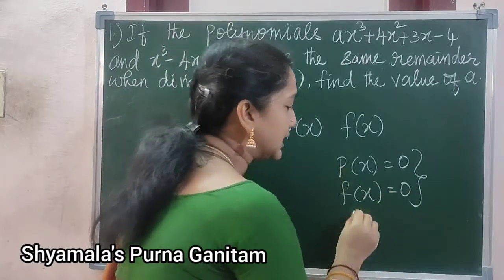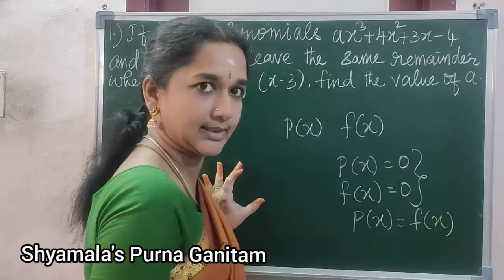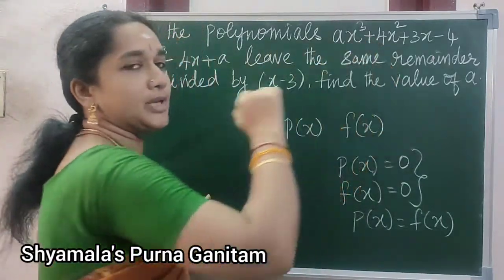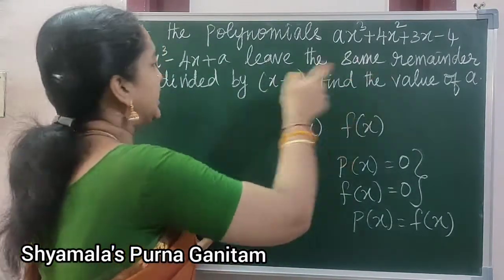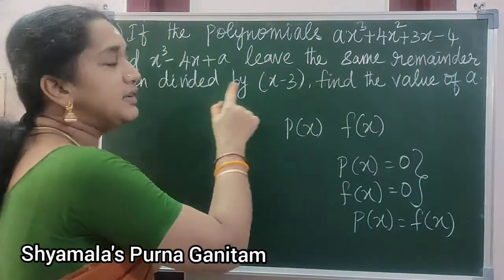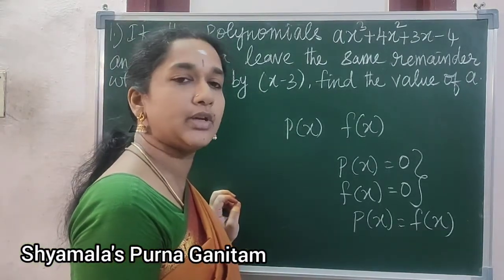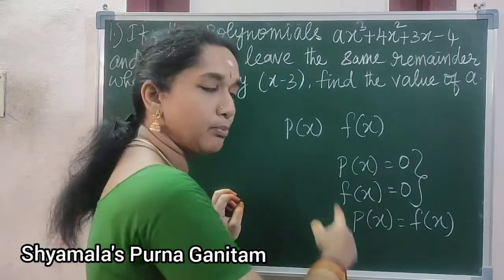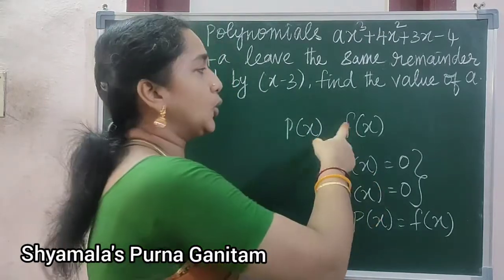That means we can equate these two polynomials. How can we equate this? Both the RHS are same, so we can equate the LHS. So, if we are taking this polynomial as P of x and the second polynomial as f of x, they leave the same remainder, which means we can equate both. Same remainder when divided by x minus 3. So what is the x value we have to substitute? We have to substitute x as 3. That is, x minus 3 is equal to 0 and x is equal to 3. So for both, p of 3 is equal to f of 3.